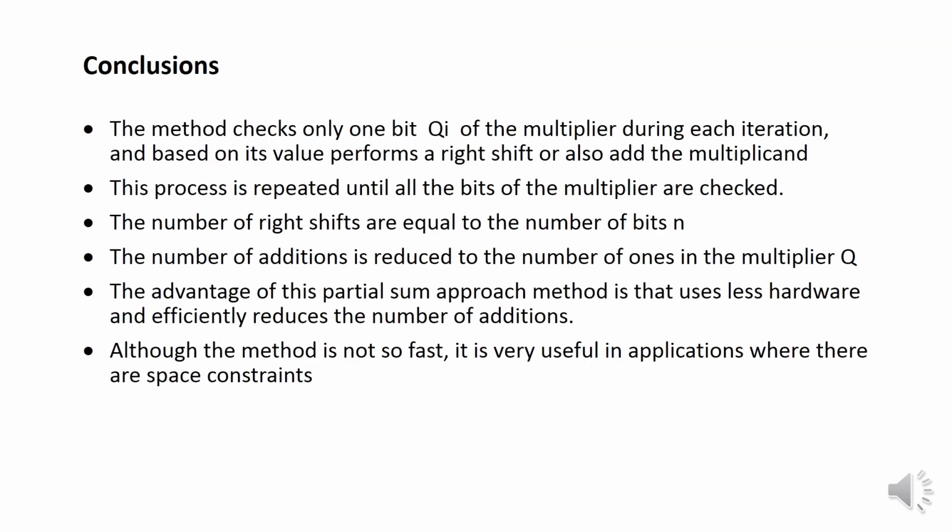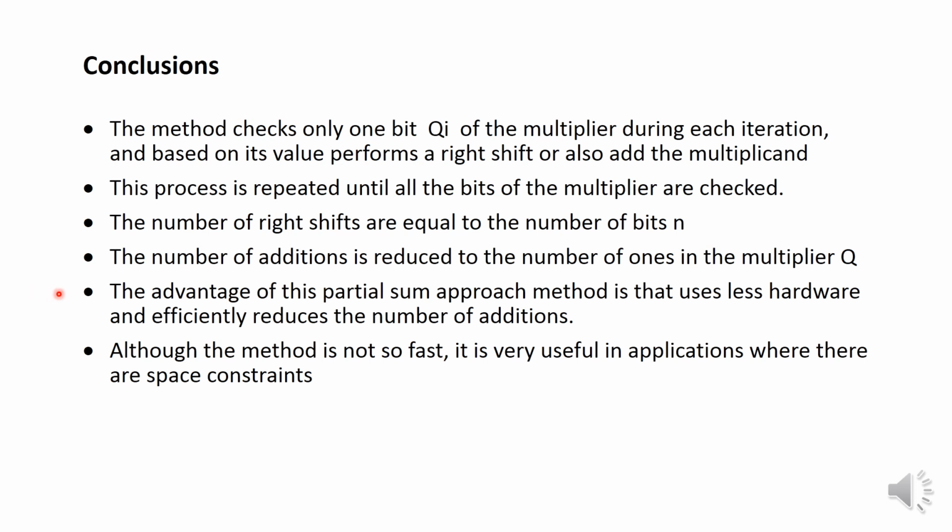As a summary, we can highlight the following points. The partial sum approach method checks only one bit of the multiplier during each iteration, and based on its value either performs a right shift or also adds the multiplicand. This process is repeated until all the bits of the multiplier are checked. In this way, the number of right shifts is equal to the number of bits, but the number of additions is reduced to the number of ones in the multiplier.